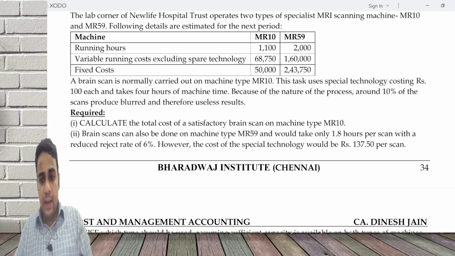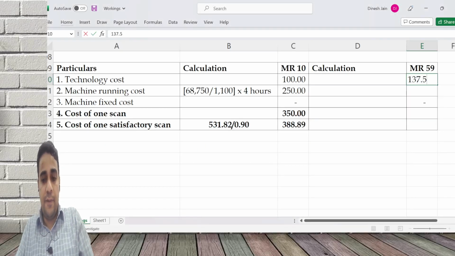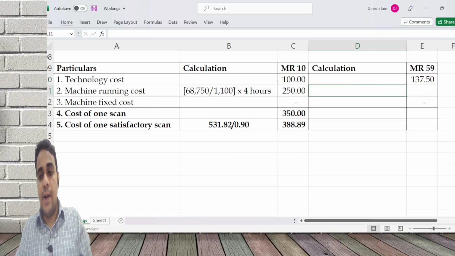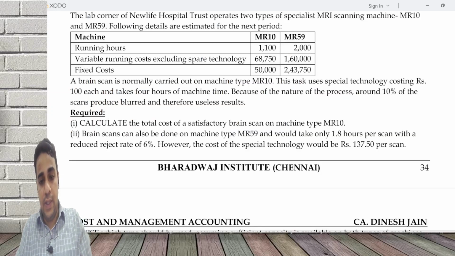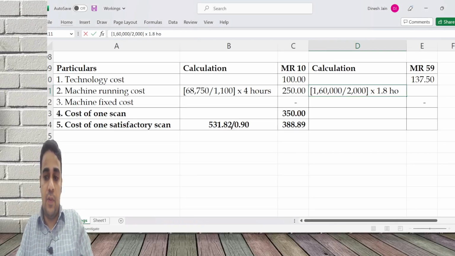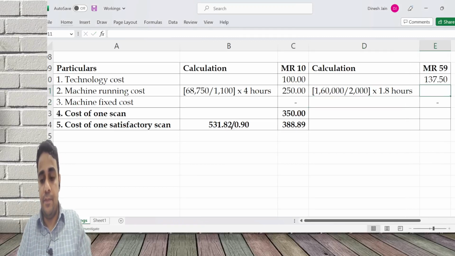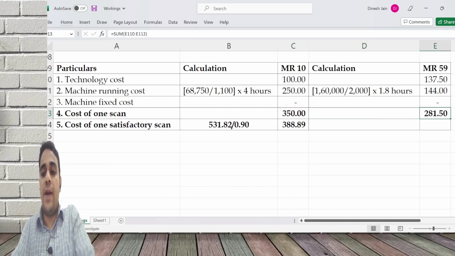MR59 technology cost is 137.5. Technology cost is higher. Running cost is 1,60,000 hours into 160 by 2000 hours into 1.8 hours. Only 1.8 hours it will take, so that can reduce my cost. Only 1.8 hours. Cost of one scan comes down.